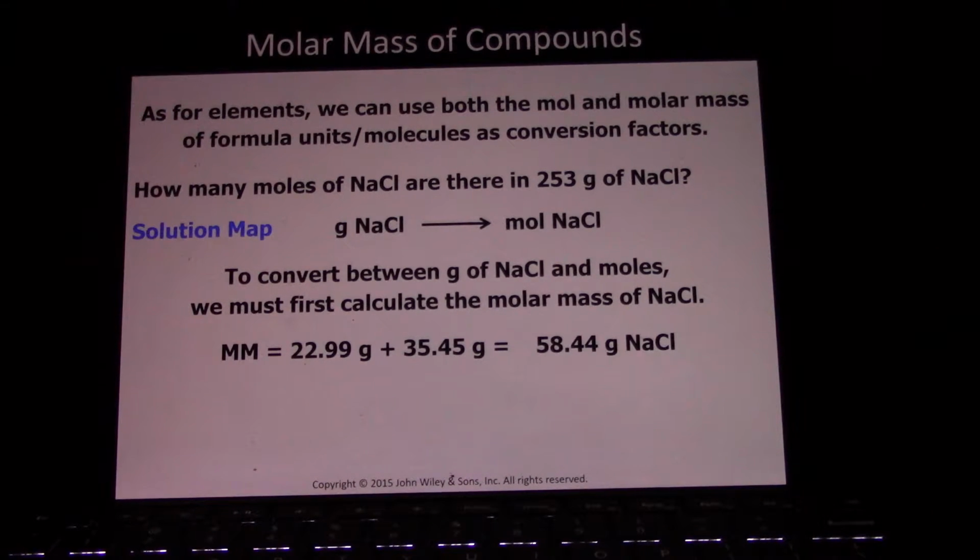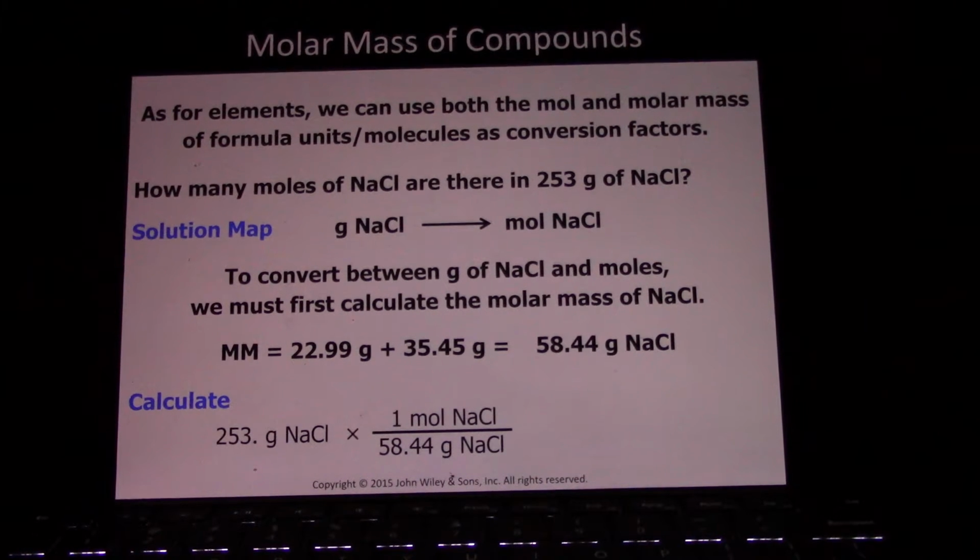Well, we have to find the molar mass of sodium chloride. Sodium chloride has a sodium and a chlorine. So we add up the molar masses of sodium and chlorine to get 58.44 grams. And we multiply our 253 grams times 1 mole per 58.44 grams to give us 4.33 moles of sodium chloride.